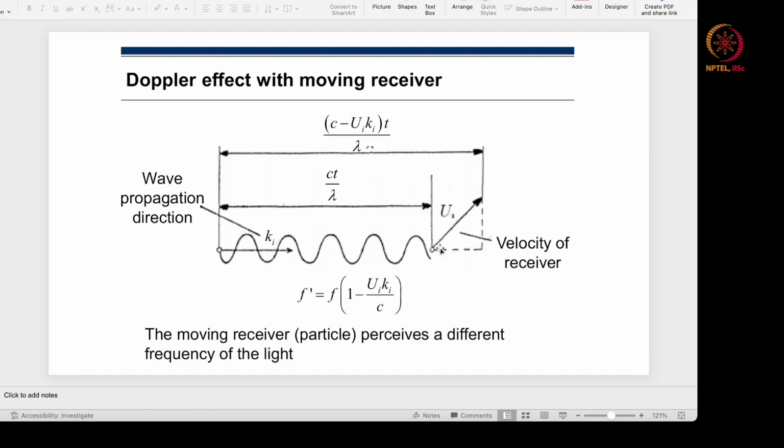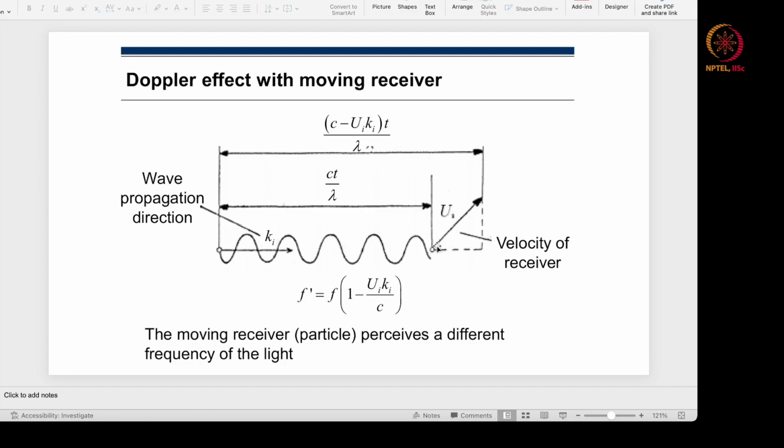Now, you may be moving at a certain relative velocity with respect to the wave propagation direction. The wave propagation direction is given by k_i, the unit vector in the ith direction. And you are moving at a certain velocity with respect to this direction of propagation. The transmitter is releasing a wave at a certain frequency, but you are moving away from that particular receiver at a certain relative velocity.